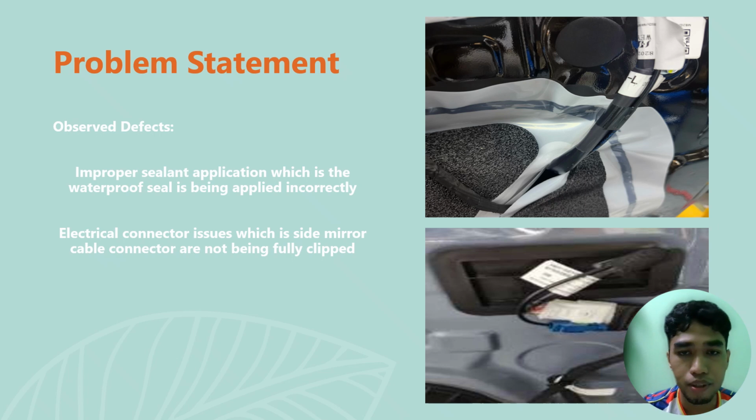For the problem statement, several defects were found during the door assembly process. The two main defects that occurred are, first, improper sealant application, where the waterproof seal is being applied incorrectly. The second one is the electrical connector, where the side mirror cable connector is not fully clipped.